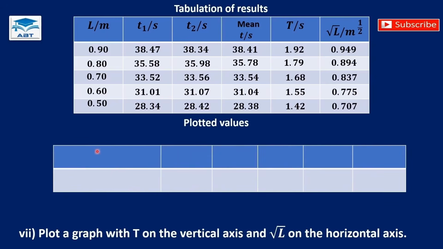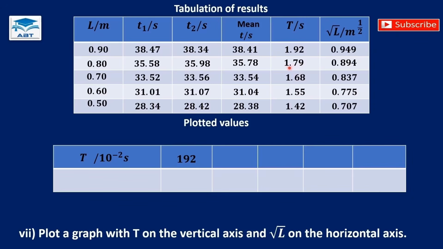So now, for the values of T, the first value is 1.92. And to plot 1.92 directly on the graph is going to be challenging. So we are going to move the decimal point 1, 2 to the right and record this as 192 times 10 exponent negative 2, and the unit is seconds, because we moved the point twice to the right.